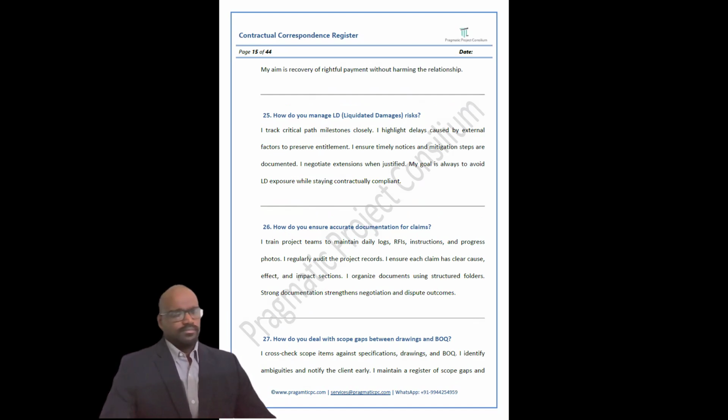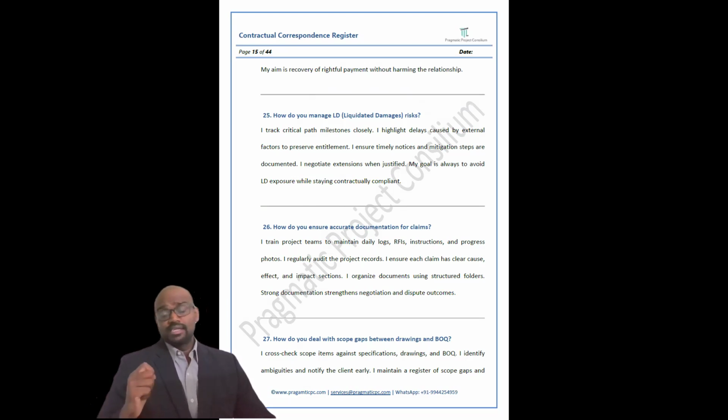Question number 25. How do you manage liquidated damages risks? So liquidated damages risks have a high risk of occurrence. So you have to track the critical path milestones closely along with the project controller planning team. Highlight the delays caused by external factors to preserve your entitlements.